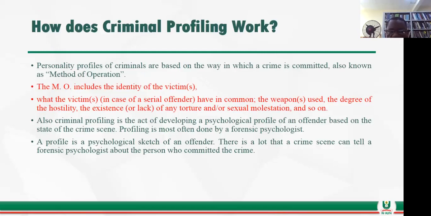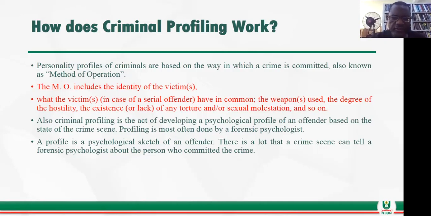The question is, how does criminal profiling work? Personality profiles of criminals are based on the way in which a crime is committed, which is called the method of operation. The method of operation includes the identity of the victims, what the victims in the case of a serial offender have in common, the weapons used, the degree of hostility, the existence or lack of any torture and or sexual molestation, and so on.